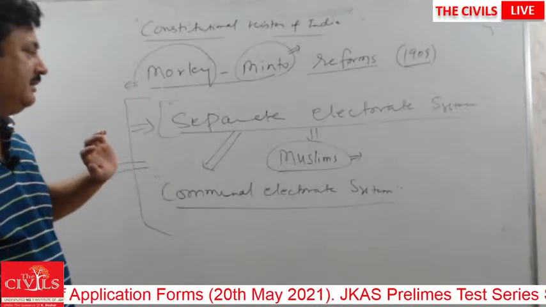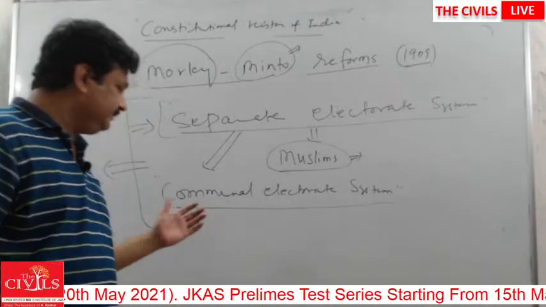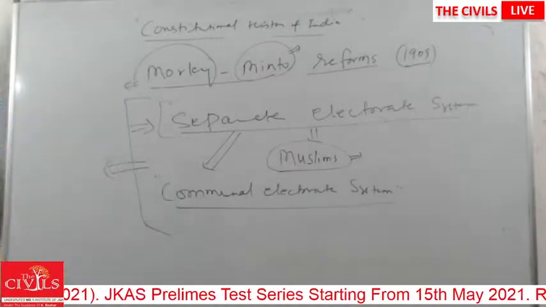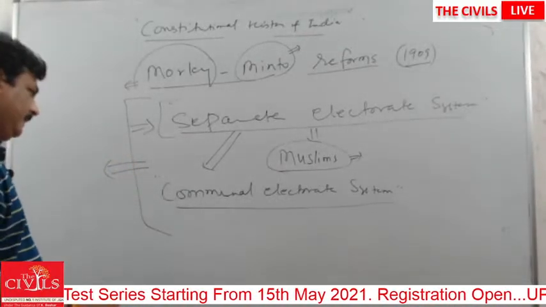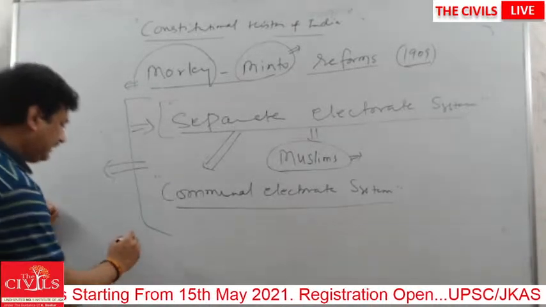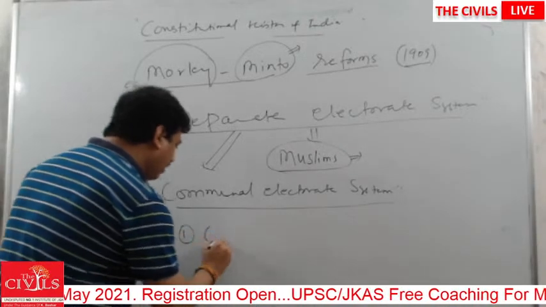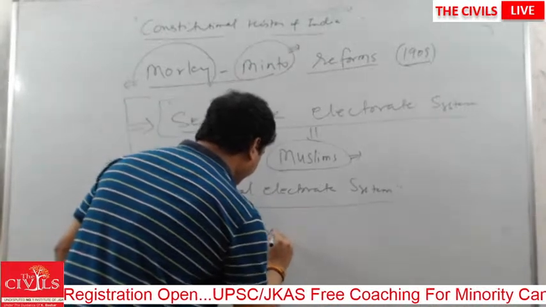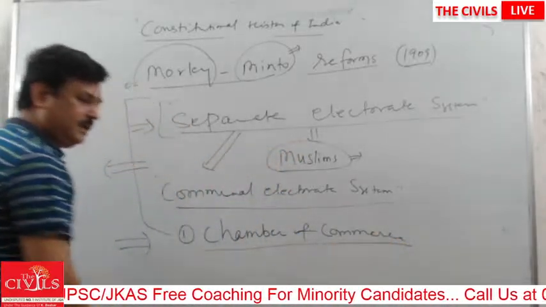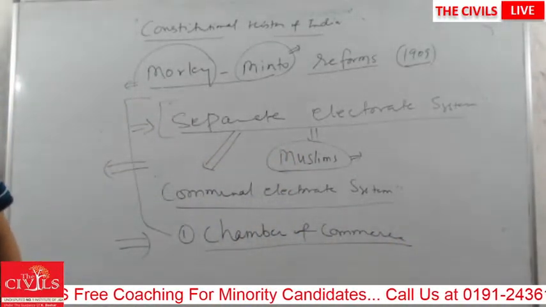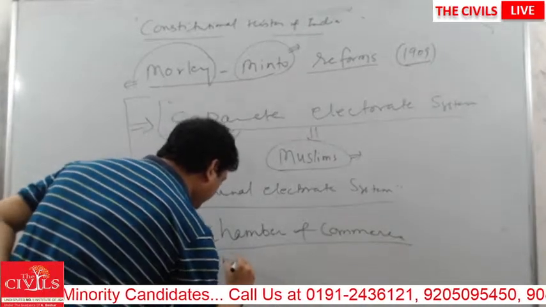Muslims were granted that separate electorate system. Now apart from Muslims, other groups also got this election system, and they were the Chambers of Commerce, and apart from that, universities and presidency corporations.